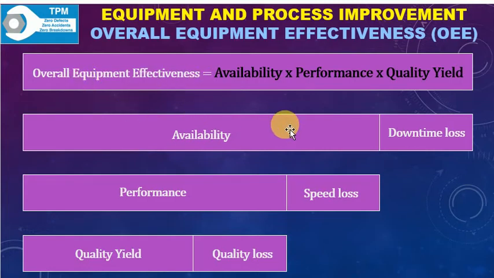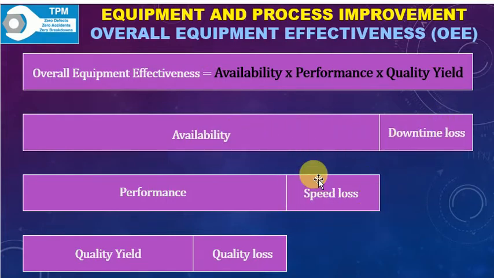Our target for the OEE is more than 85 to 90%, and more than 95% is required for TPM environments. So we can reduce and eliminate these losses, and we can take actions against these losses. When we make an action plan for the downtime loss, then we increase the availability.